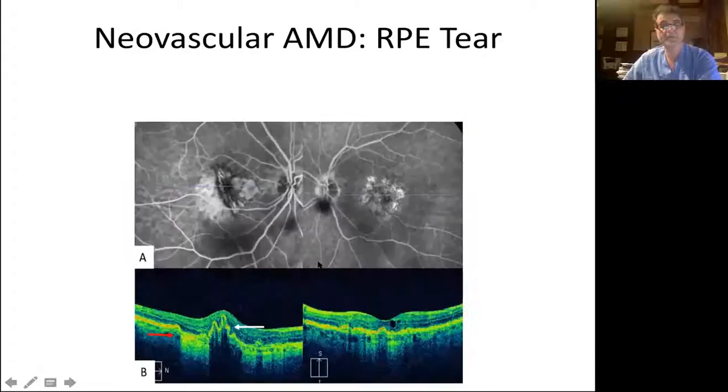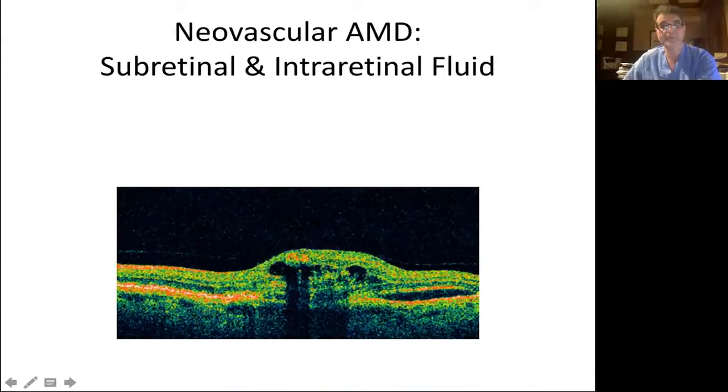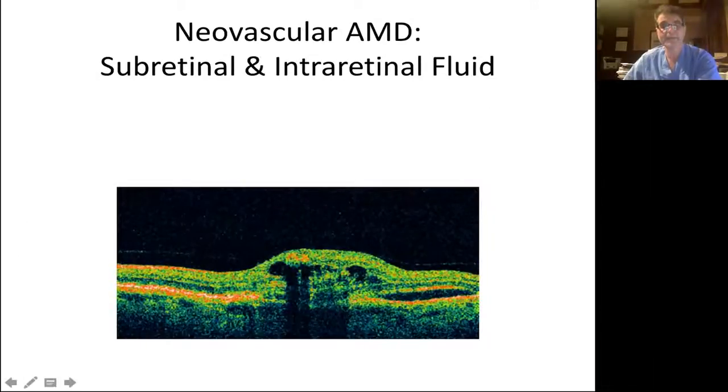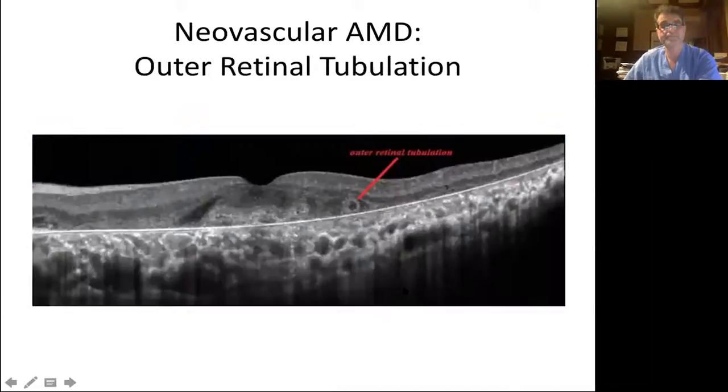This is a typical patient with neovascular AMD showing both subretinal fluid and intraretinal fluid. Another important feature in neovascular AMD to recognize is outer retinal tubulation. This is this area of clear lesion with this thick wall, not to be confused with cystoid macular edema. These patients typically do not require treatment. This does not represent active leakage.